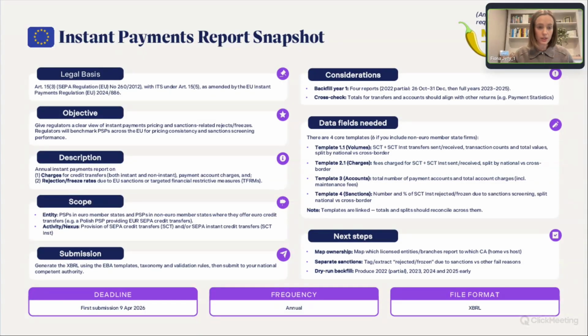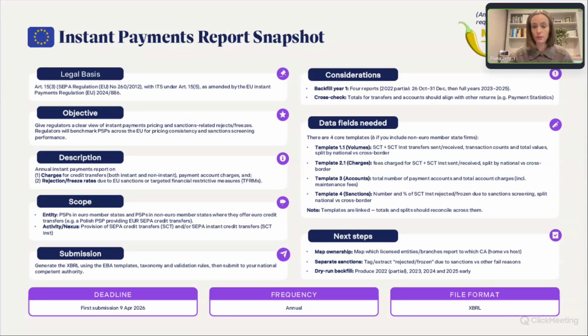And in terms of the data fields that you need to report, if you're a Euro member state firm, so our Irish example earlier, there are 4 core templates that you need to report on. First up is volumes. So you'll need the volumes of your SEPA credit transfers and your instant ones by sent and received. You'll need transaction counts totals and then split that national versus cross-border.